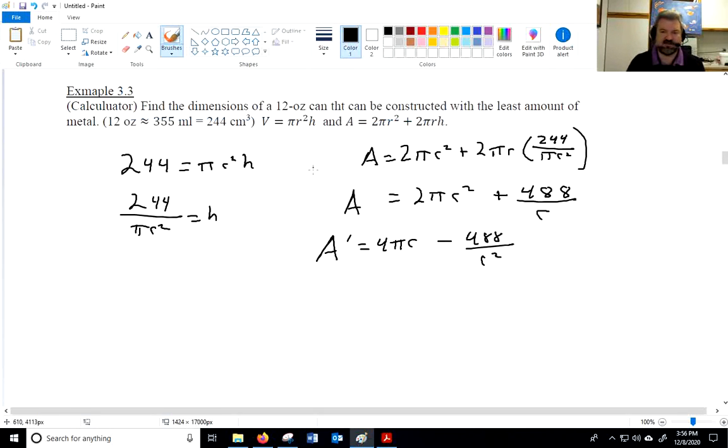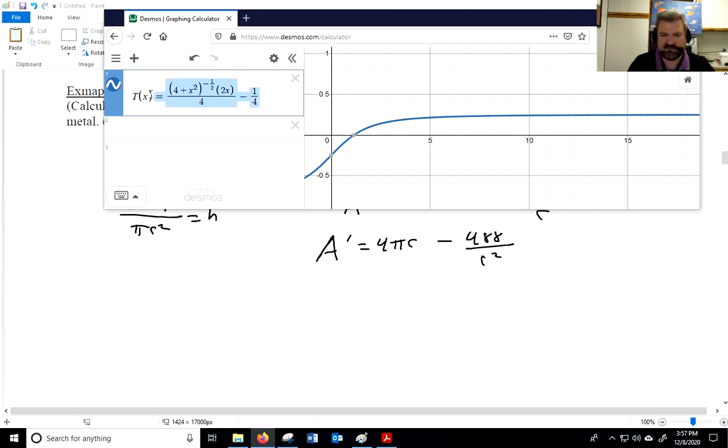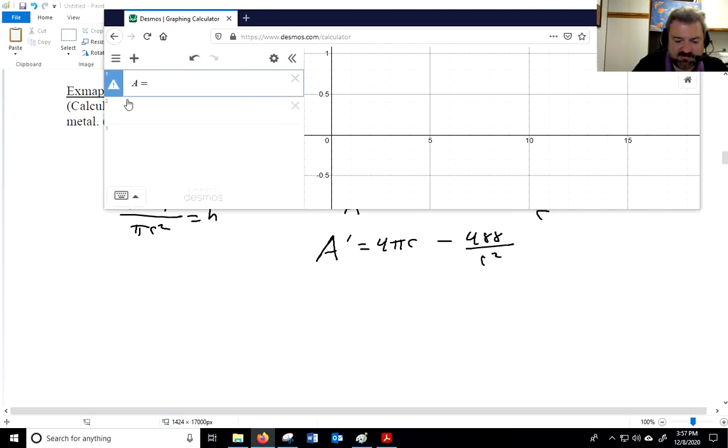The reason why is that the r value of 0 is not allowed because of the division. And there's no limit on how big r could be, because the bigger r could be, the smaller h ends up being. So this is unbounded. There is no closed interval that we can set up where it's continuous. So A prime is equal to 4 pi x minus 488 over x squared.